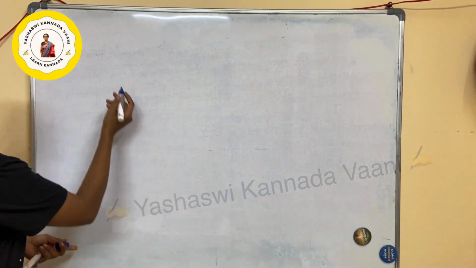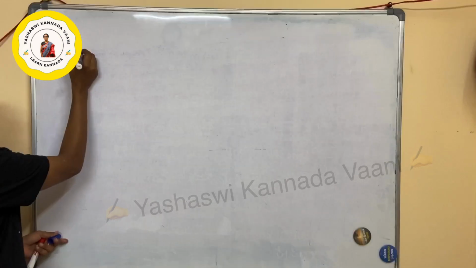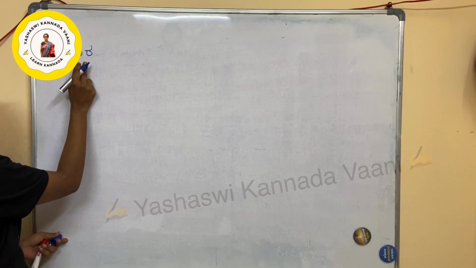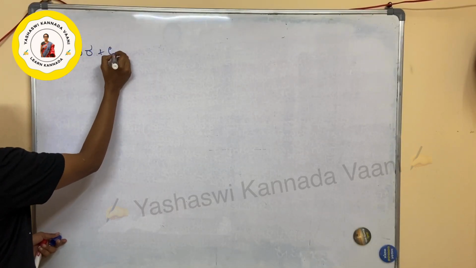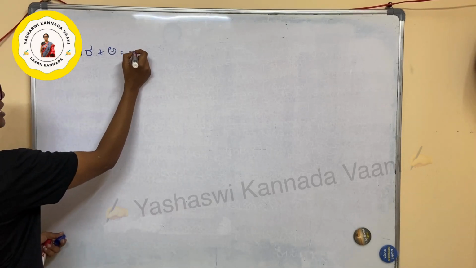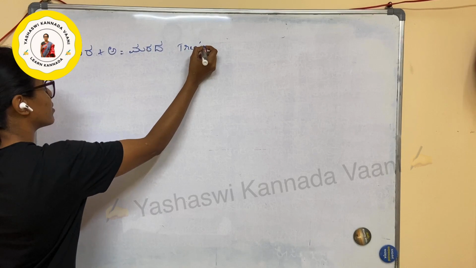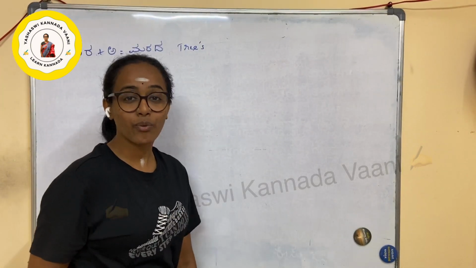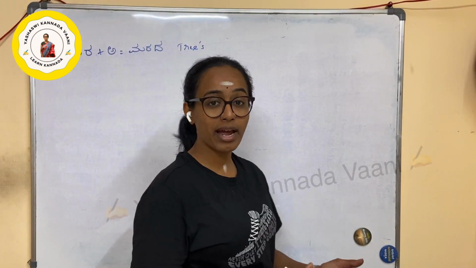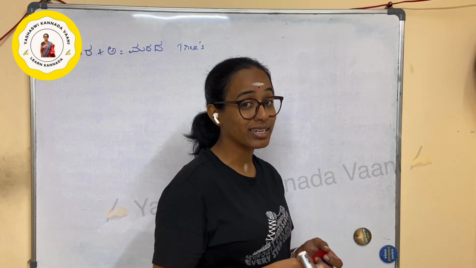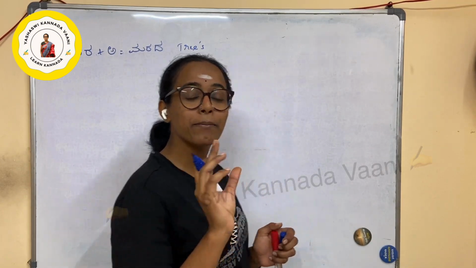Last class we learned that when a word ends with a sound like 'mara' and I add 'a' to it, it becomes 'marada', which is basically the apostrophe. Yes, tree's branch, Ram's book. That is what it indicates.